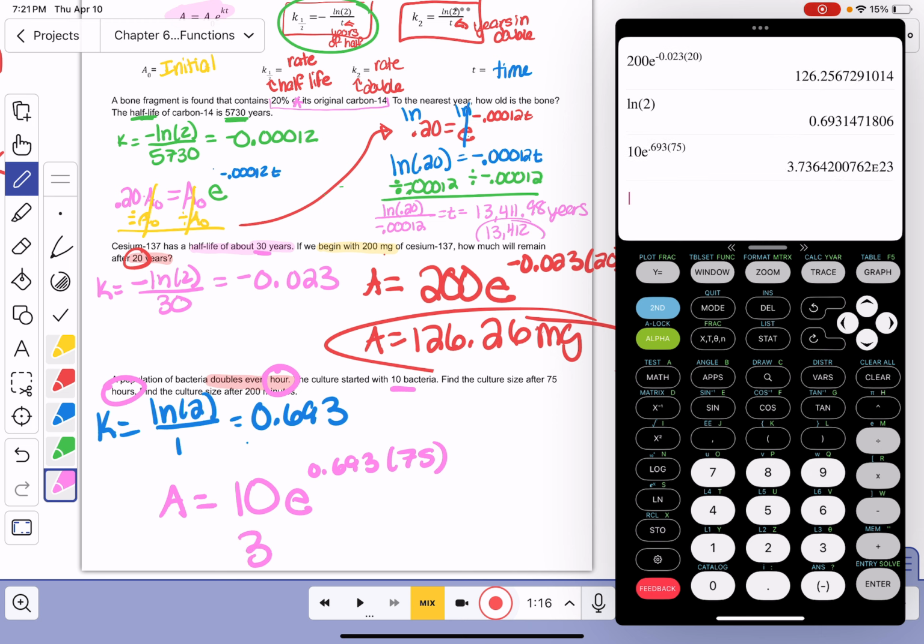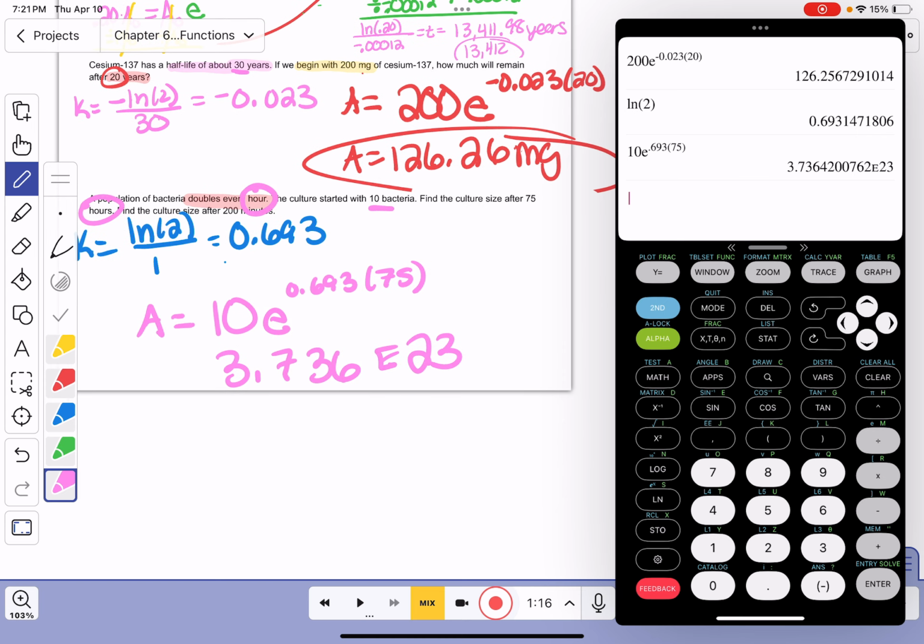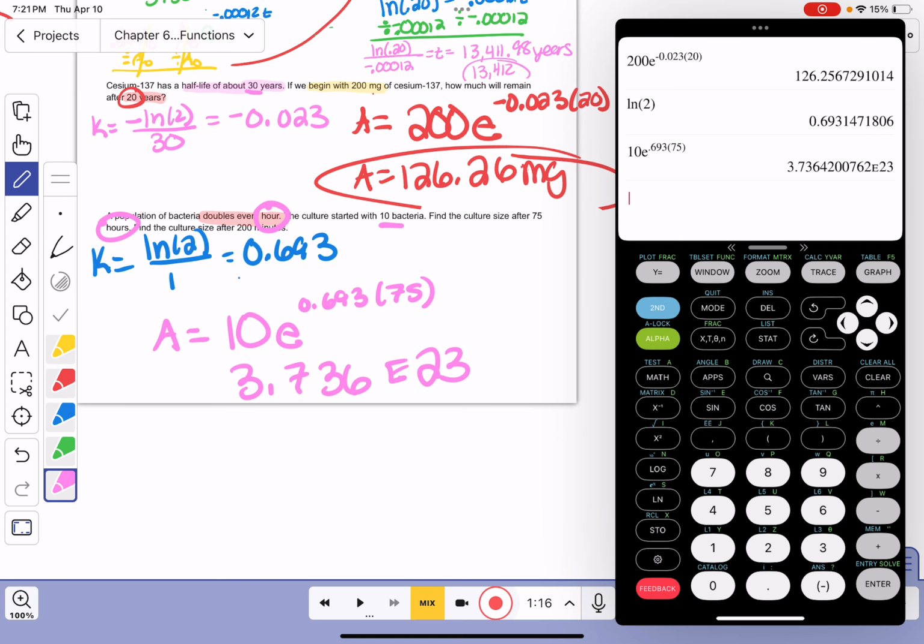So we get 3.736. And notice on the end over here, you see E23. That's the same as scientific notation. So it's like saying 3.736 times 10 to the 23rd. That's really big. That's a lot of bacteria. It means there's 23 zeros after this decimal point. Okay. So that's that first part.